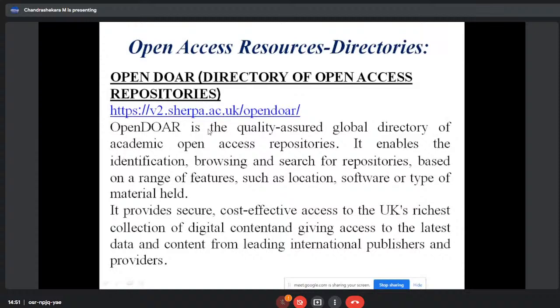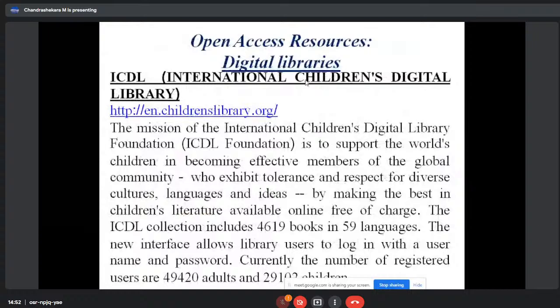DOAR, the Directory of Open Access Repositories. This is a quality-assured global directory of open access repositories. Here they have given browsing and searching for the repositories. If you visit this particular site, you can use it. OpenDOAR is related to this. And then ICDL, International Children's Digital Library. Really, this is not important for you. Open access digital library, NDL, is very important.